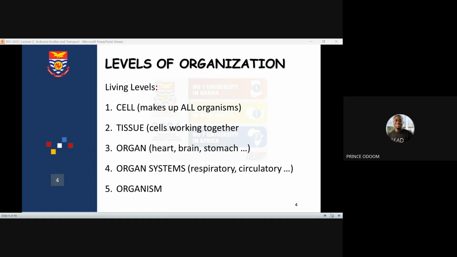Then we come to the organism, which is made up of the organ systems that come all together. So this is the level of organization in a multicellular organism. So we have the non-living level, then we come to the living level. Please, any question on that?